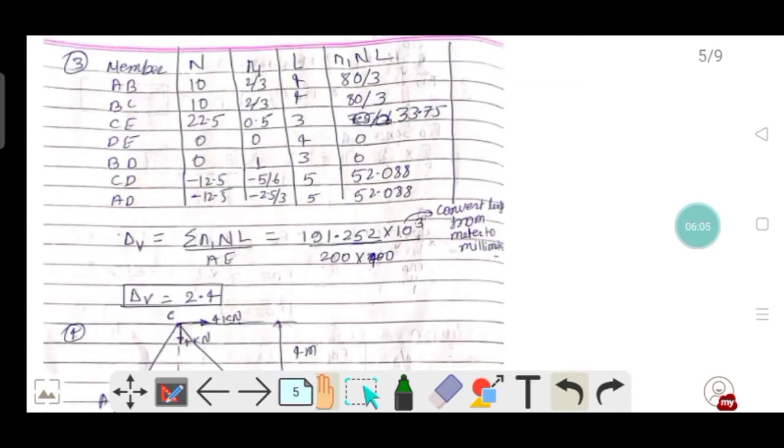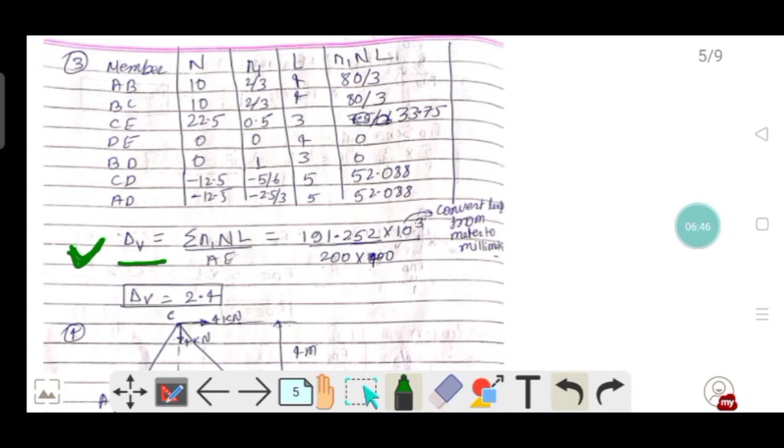Now let's move to the further step, that is to calculate the deflection at point B. Here the vertical deflection is calculated, delta V, so we apply the unit load in the vertical direction only. If horizontal deflection is asked in a question, then we have to apply the unit load in the horizontal direction. Here in this question vertical displacement is asked, so we apply the unit load in the vertical direction.